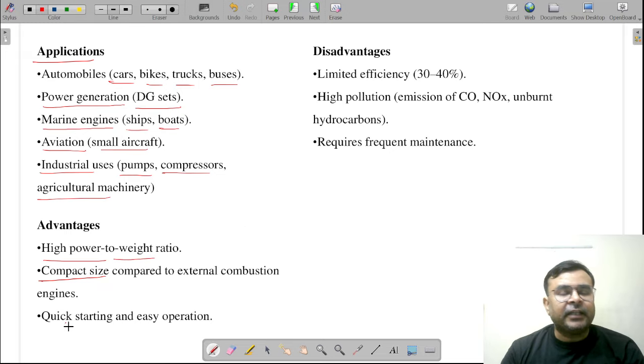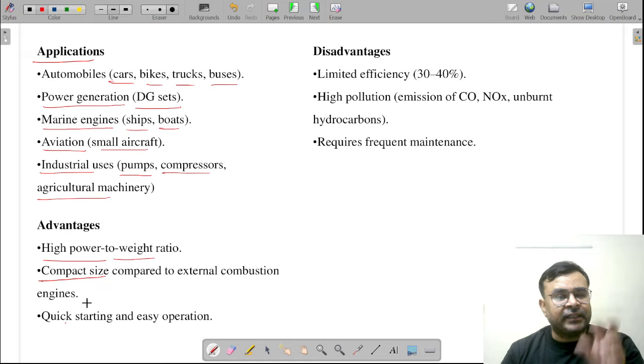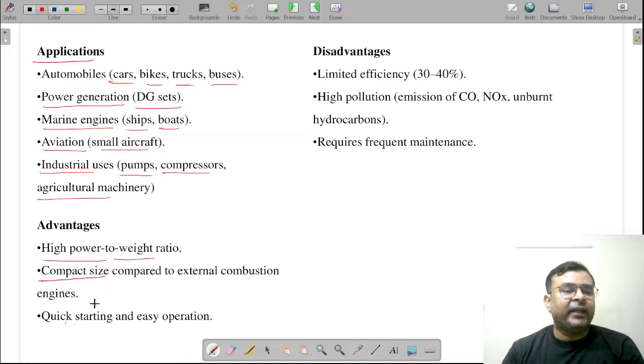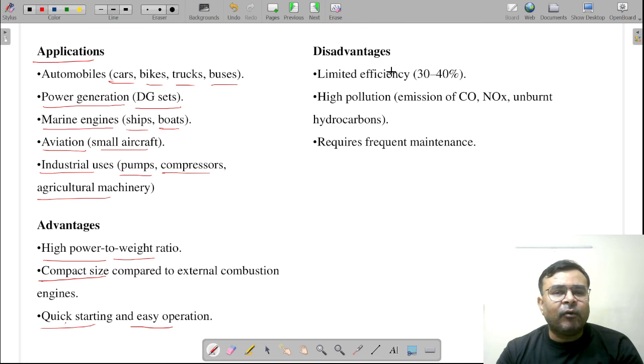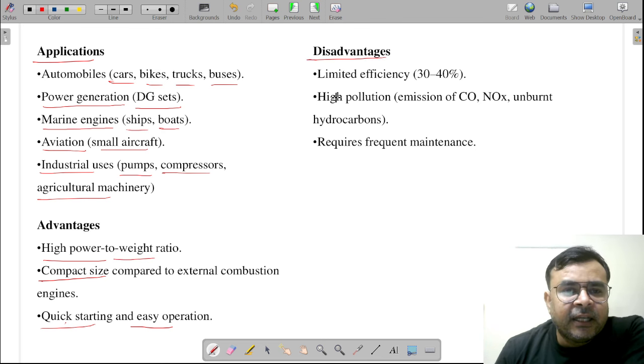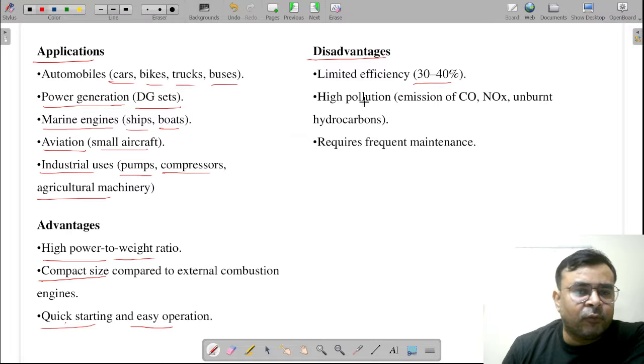That's why nowadays we are developing materials which have high strength and low weight, so that we will obtain higher fuel efficiency. Quick start and easy operation are some other advantages, and obviously many more advantages are also there. Now, apart from these advantages, we have some disadvantages, like limited efficiency. Of course, no IC engine can produce more than 40% efficiency. It ranges around 30 to 40%.